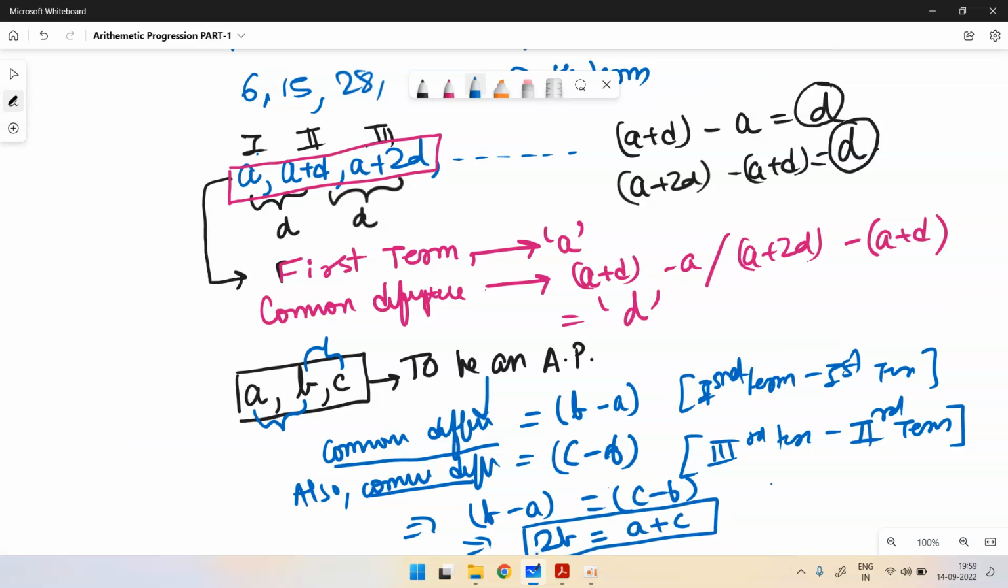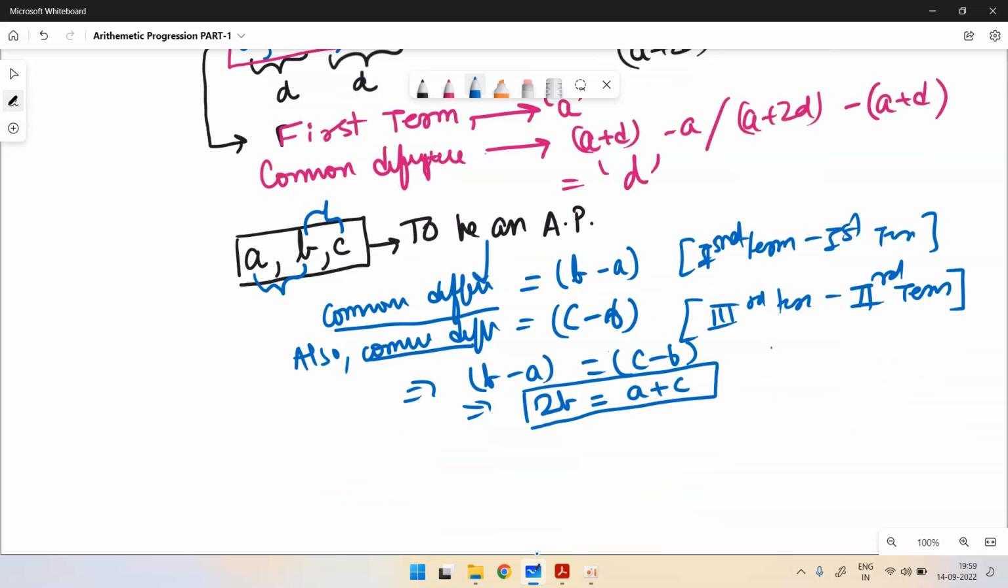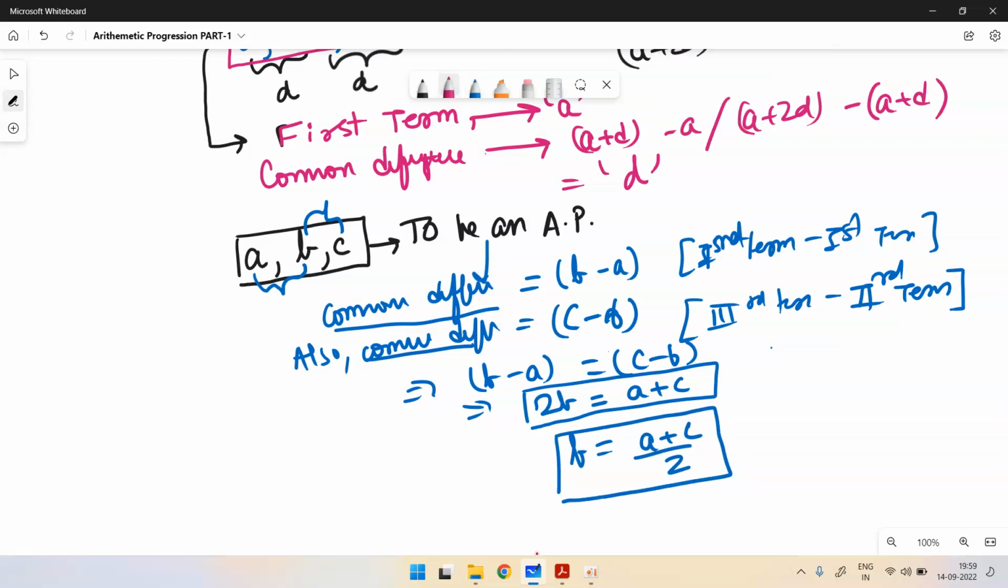So for this series A, B, C to be an arithmetic progression, 2B equals A plus C, or you can even write it as B equals (A plus C) by 2. This is the arithmetic mean. So the middle term is B. You can see that from this series, B is the middle term. This middle term is equal to the arithmetic mean of the term preceding the middle term and the term succeeding the middle term. Arithmetic mean is (A plus C) by 2.